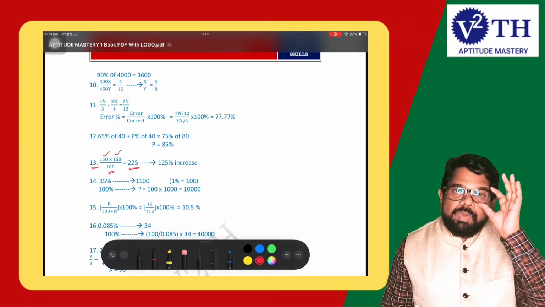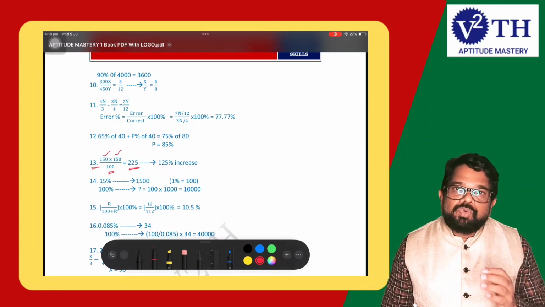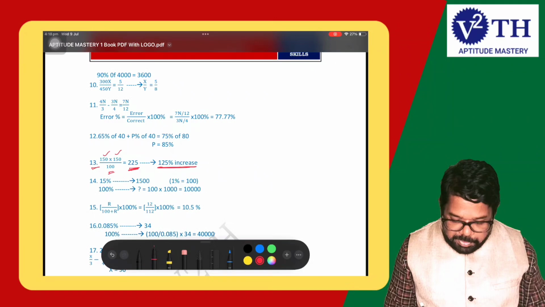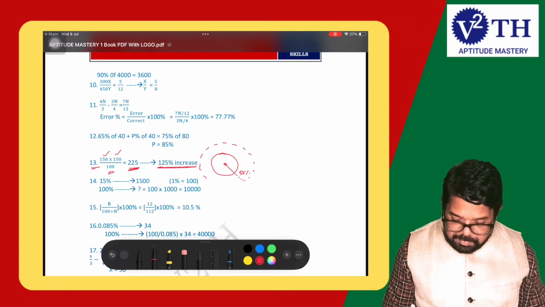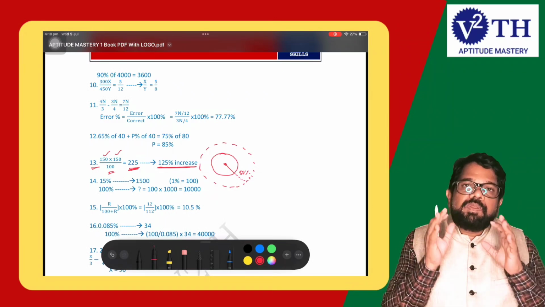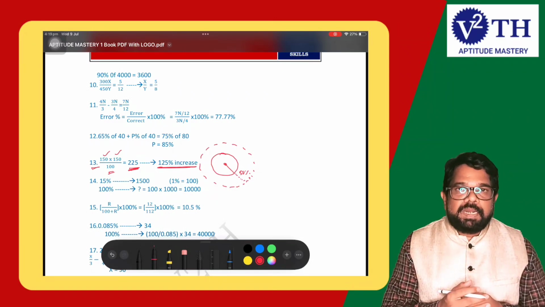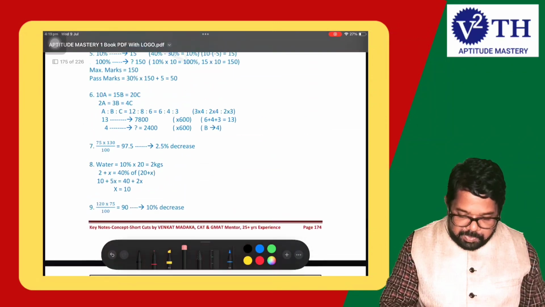We take 100 as the base. So increased by 50% means 150 into 150 by 100. So 225, the resultant value. When compared with 100, how much greater is it? 125. So 125% increase. Practically, suppose it is a circle, it is the center, it is the radius. Now radius is increased by 50%, automatically the space inside of it also increases. Space increases means area increases. But how much percent its area increases, simply you have to take 150 into 150 by 100. So 225 resultant value, how much more than 100? 125 more than 100. So 125% increase. Now we go for question number 14.